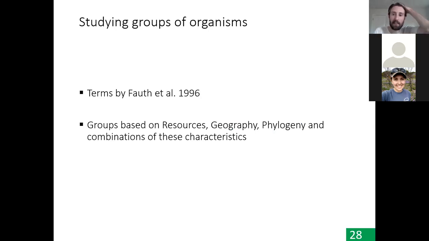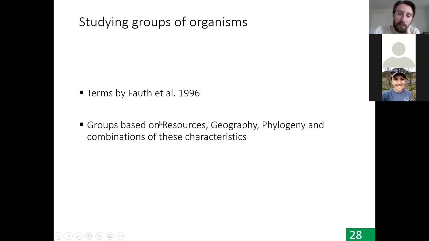All right, so clearly this is kind of complicated, defining what a community is. And so there was this paper that attempted to provide a set of terminology that made things more clear in terms of studying groups of organisms. This Fauth et al. 1996 paper, a lot of people are using these terms now, and so I wanted to expose you to them. They're saying, if you're studying groups of organisms, you're probably studying these groups either based on how they're using resources, where they're living, or how they're related to each other.